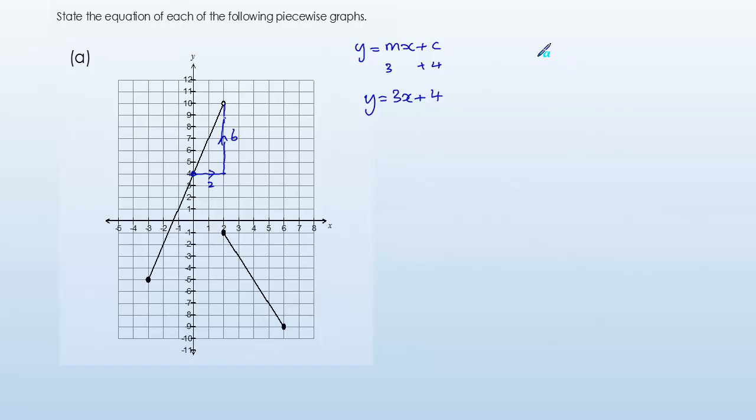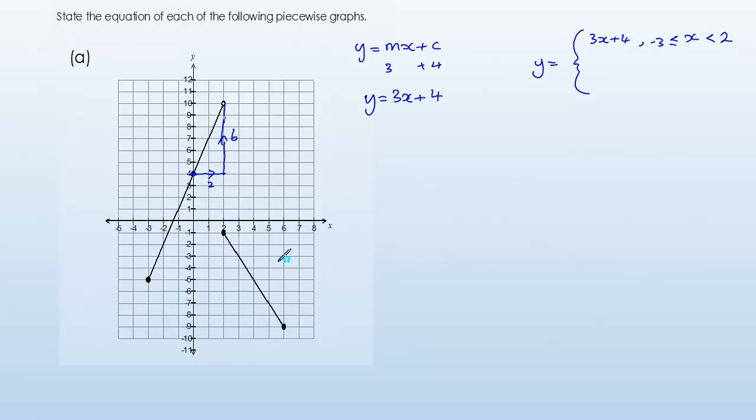So if we're thinking about our function, we can now state the first part. We can say 3x plus 4. And this one's a filled in dot at -3, so x is greater than or equal to -3. This one is a hollow dot at 2, so just less than 2.